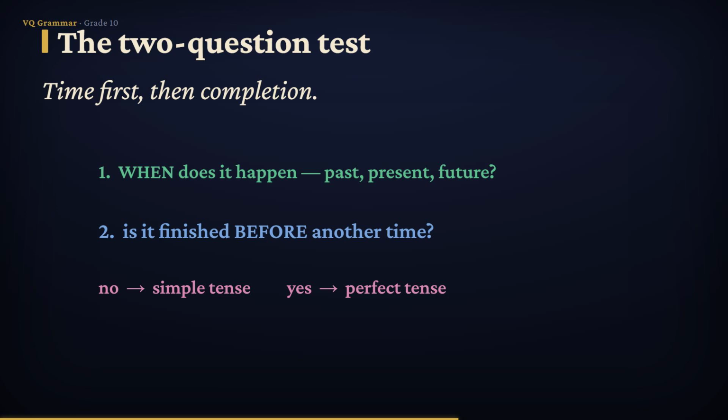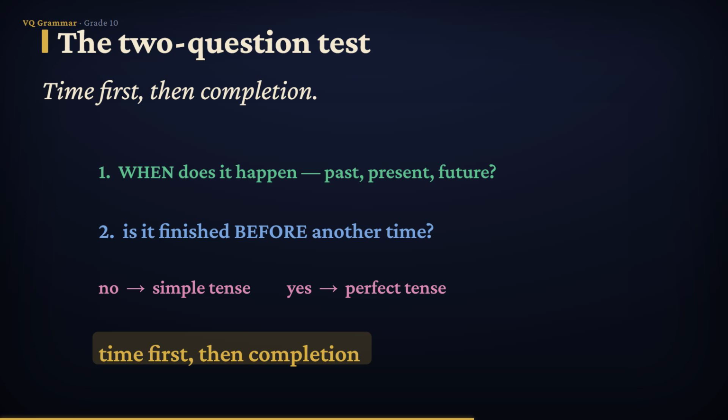But if the action wraps up before some other point, before another past event, before now, before a future deadline, you want the perfect tense from that same column. Time first, then completion. Let's put it to work.